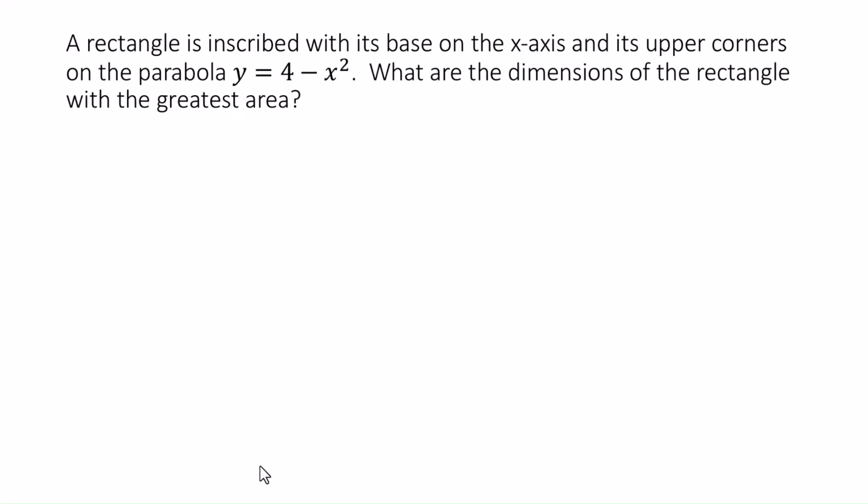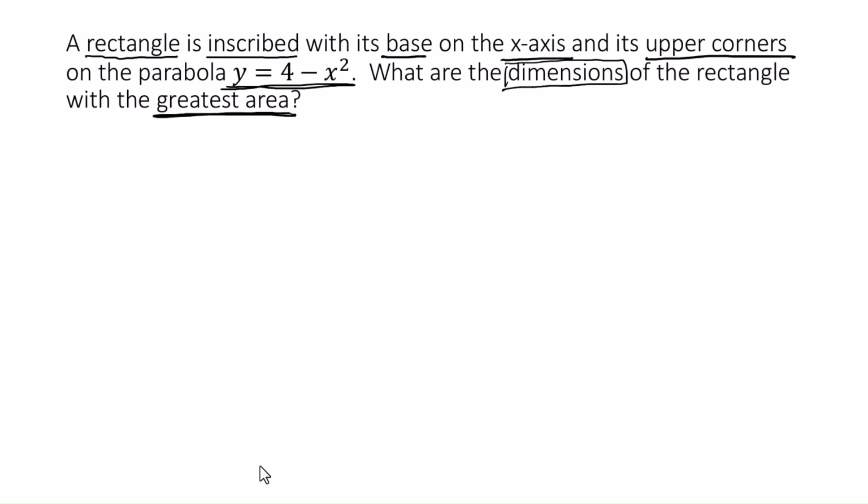So let's look for some key words. This rectangle is going to be inscribed, which means set inside. Its base will be on the x-axis, and its upper corners are going to touch the parabola, that is y equals 4 minus x squared. They are looking for the dimensions of this rectangle that will give us the greatest area.